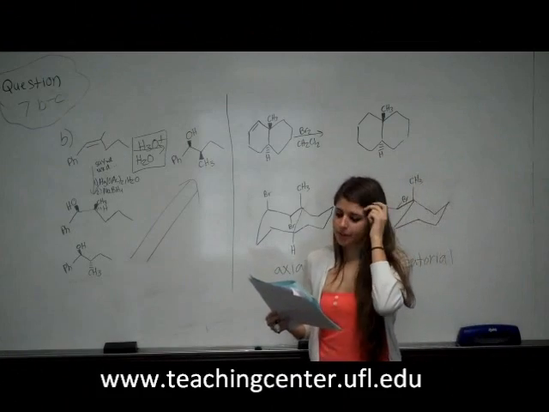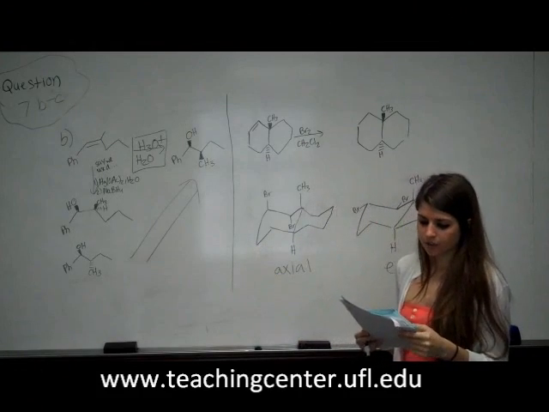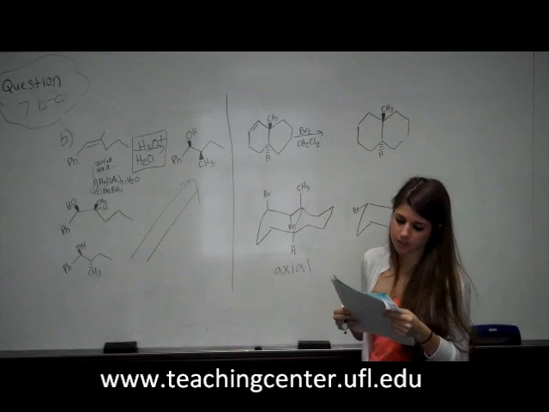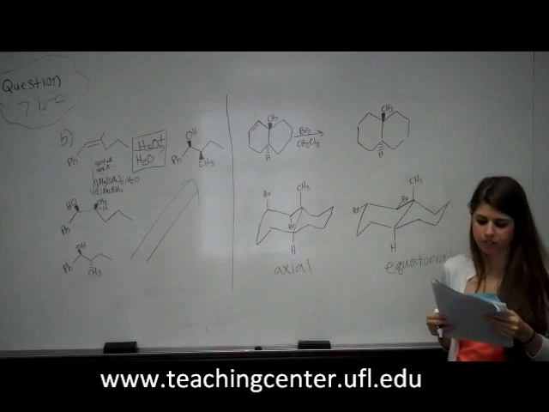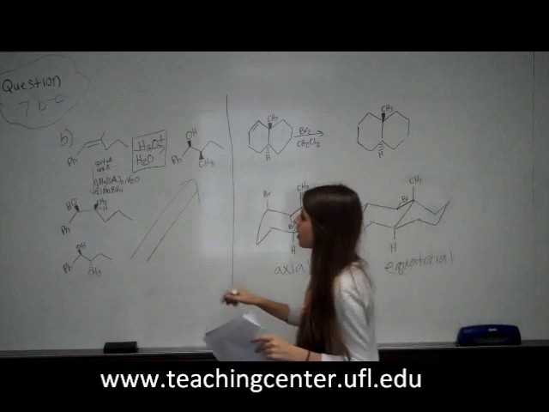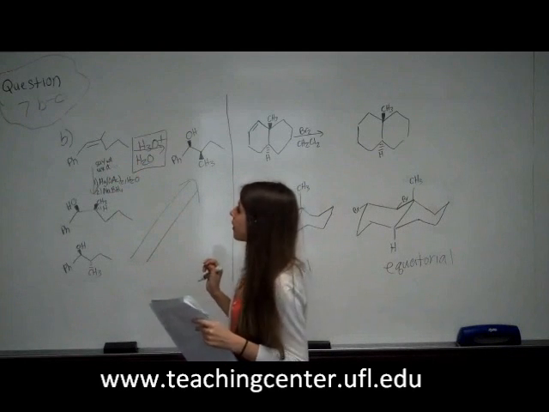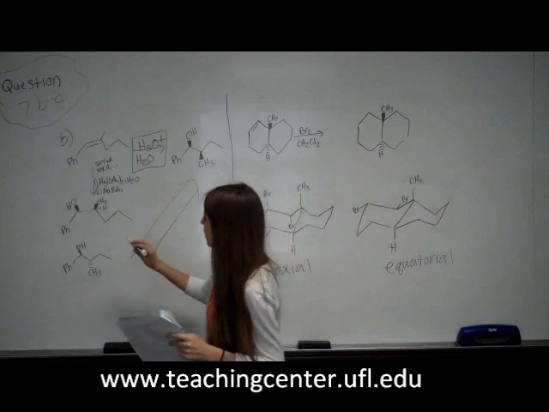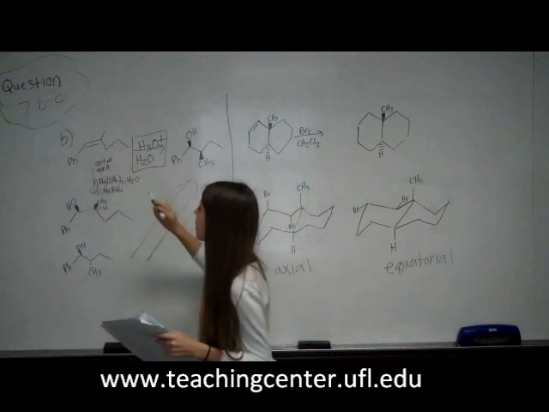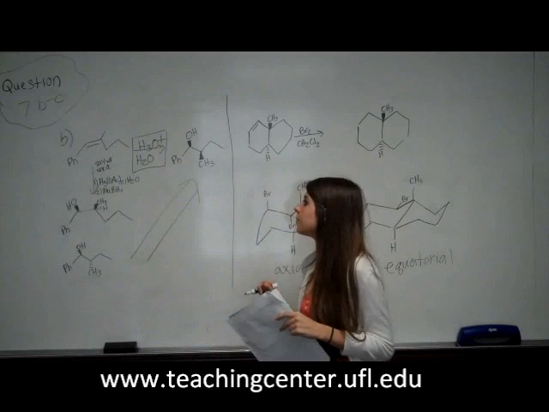So now we're on question 7, B through C. And for B, you're given the name Z-2-methyl-1-phenyl-1-butene. So I drew that right here. Z means the two higher priority substituents are on the same side, which I've got. Good, so we're ready to go.